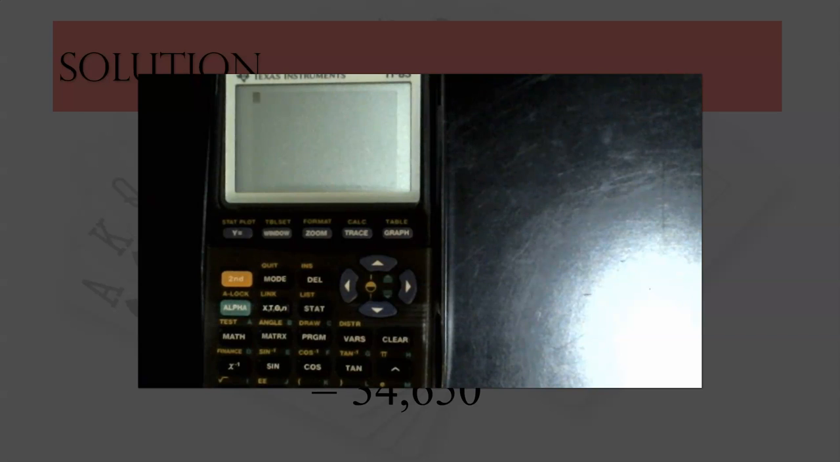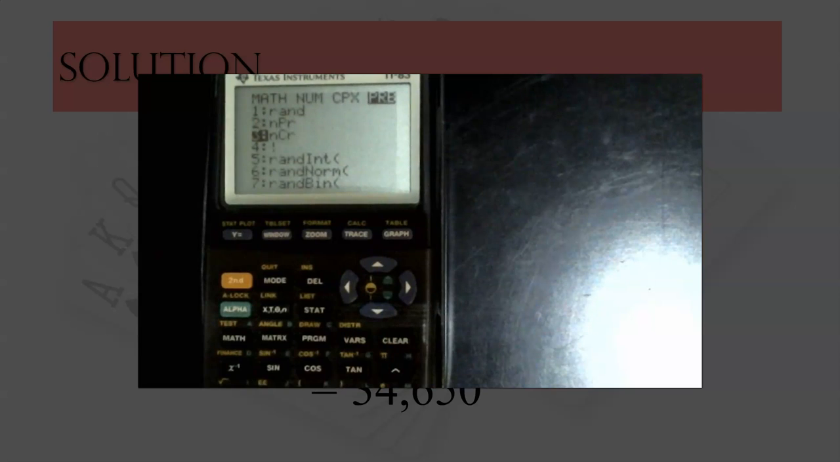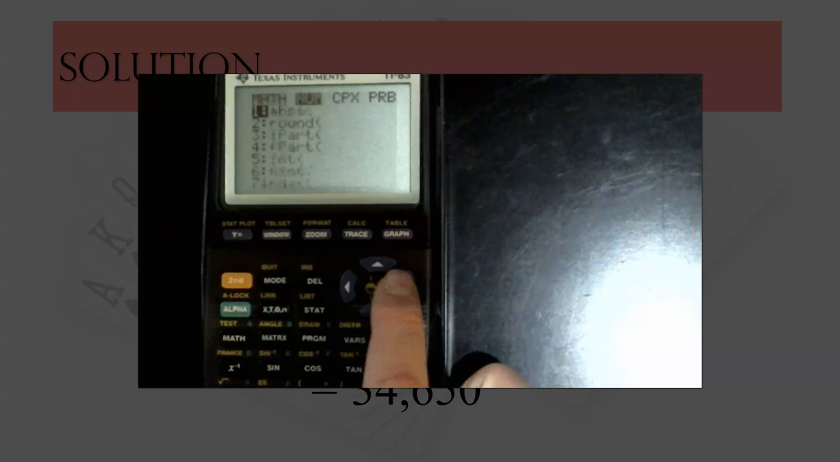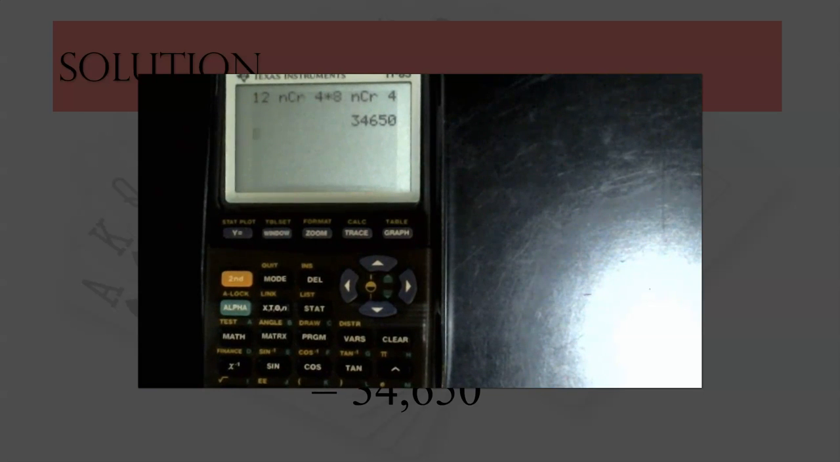Plugging this into the calculator one last time. Start with 12. Go to your PRB options, down to C. We're choosing 4, and then times. There's 8 total in the next group. Go back to your probability options, down to C, choosing 4 of them as well, and then press equal. 34,650.